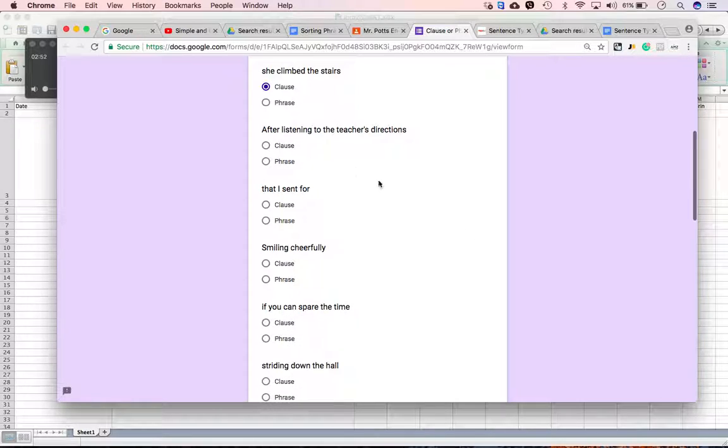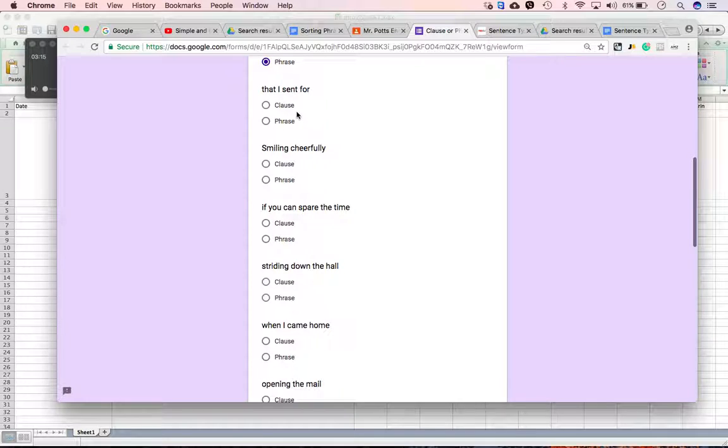"After listening to the teacher's directions." After listening, who is listening? Do we know? We have no idea. Because we do not have a subject, we only have a verb. We do not have a subject that's doing what the verb action is doing. It's a phrase.